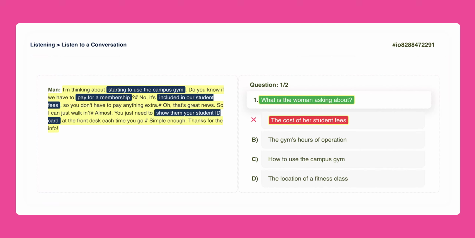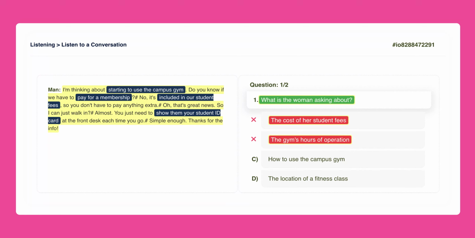Therefore, this is incorrect. Now, let's take a closer look at option B, the gym's hours of operation. Option B is the gym's hours of operation. If you look at the text, there is no mention of when the gym opens or closes. Since time is not discussed, this option is incorrect.